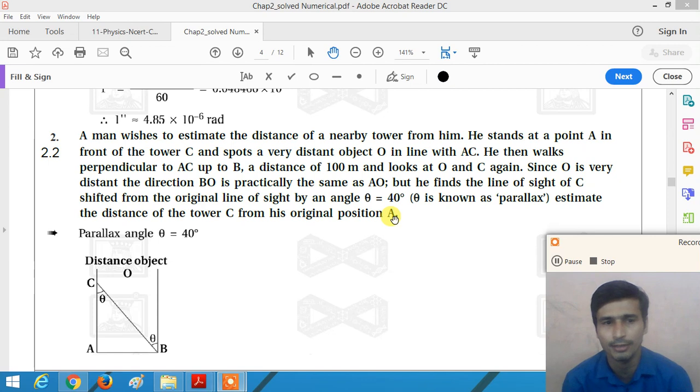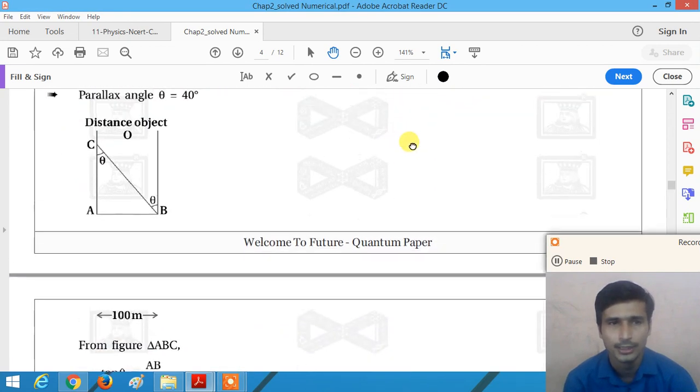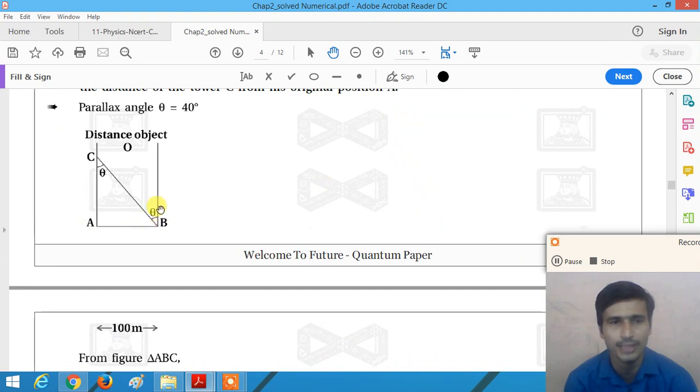We need to calculate the distance of the tower from the original position A. So here from the figure we can easily calculate the distance of the tower. This AB is given to you as 100 meters, right? We need to calculate this AC, A to C. Angle theta is given to you as 40 degrees.